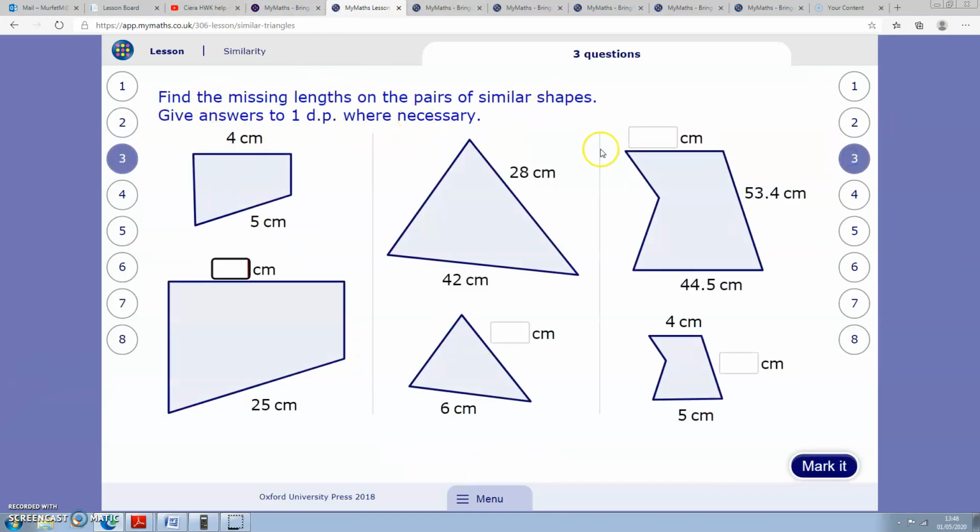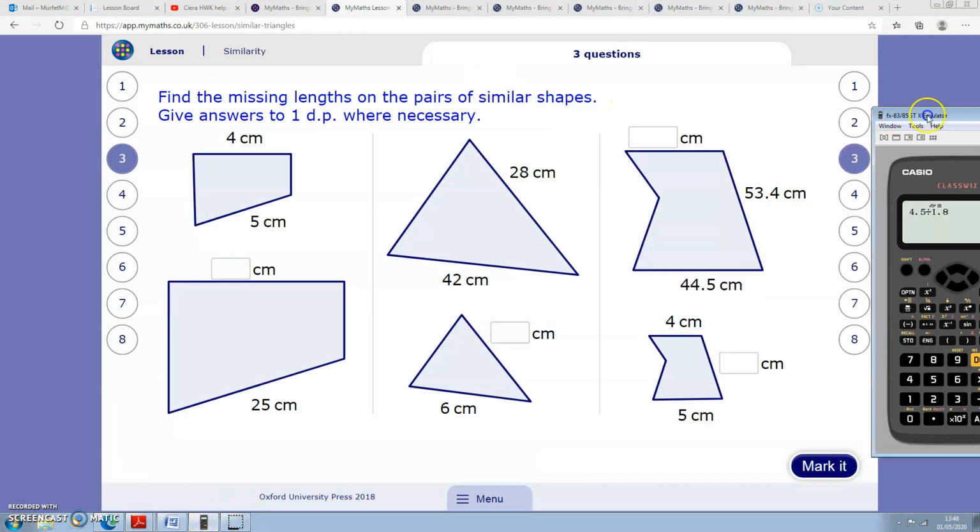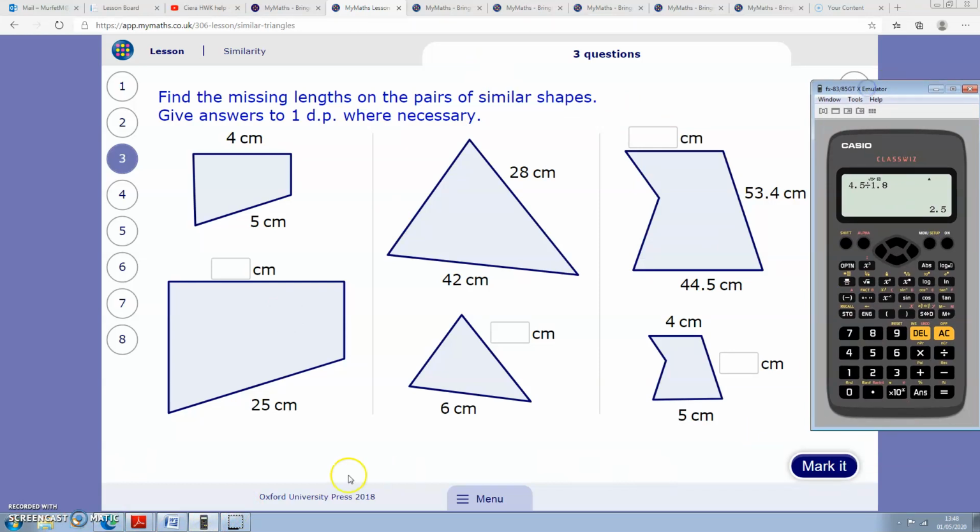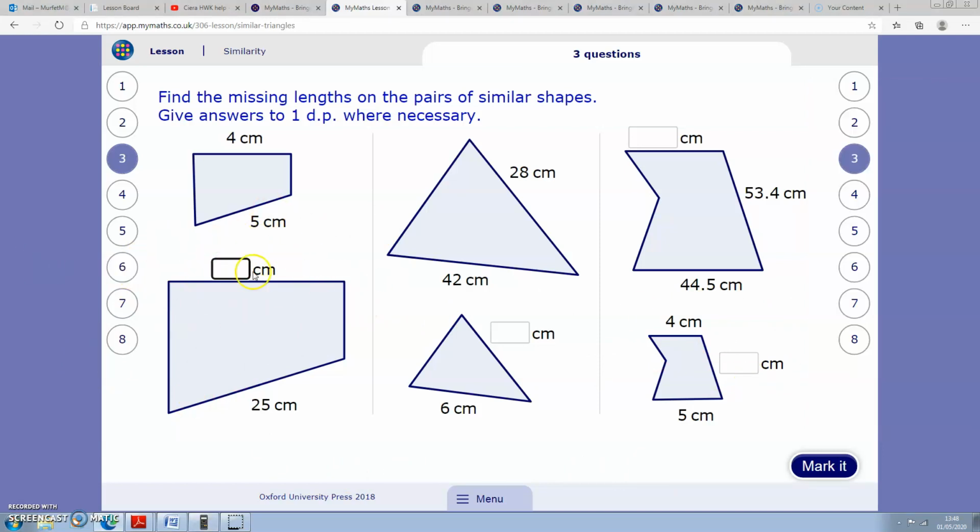Find the missing lengths on the pair of the sides. So this is your chance to have a go and try it. Feel free to pause the video and then restart once you've had a go. Okay, so this one here will be 20 because I've got 25 divided by 5. So 5 times 5 is 25, 4 times 5 is 20.